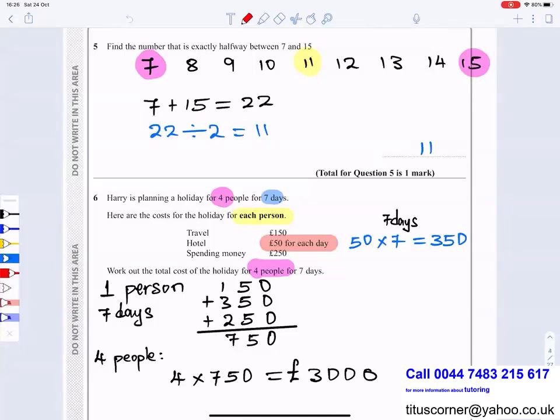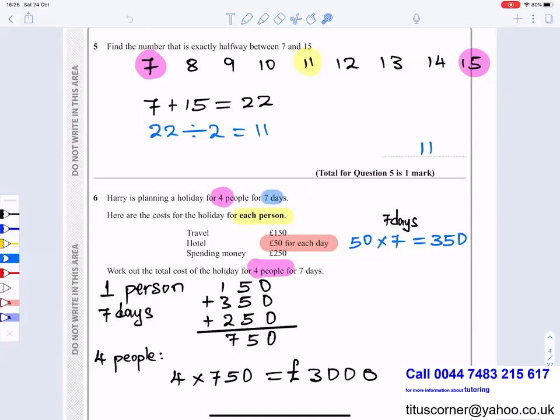Question 5. Find a number that is exactly halfway between 7 and 15. So you can list the numbers from 7 to 15 and then choose the number in the middle, which is 11. So there's 1, 2, 3, 4 numbers on the left, 4 numbers on the right. So 11 is in the middle. That's the answer, 11.